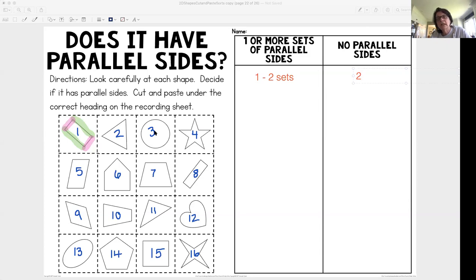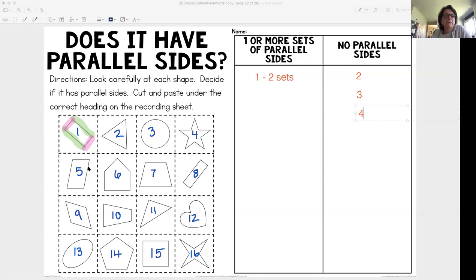So now we're going to look at it. It's not a polygon, but does it have parallel lines? Well, it has no straight sides that are equidistant apart. So we're going to put number 3 over here in the no parallel sides column. Let's go on to number 4. We can identify that as a star. It's a lot of lines, and I'm trying to trace it with my arrow here to see if I can find any that are parallel. And it looks like they all come and meet at some point. So I would say number 4 has no parallel lines, and I hope you would agree with me.